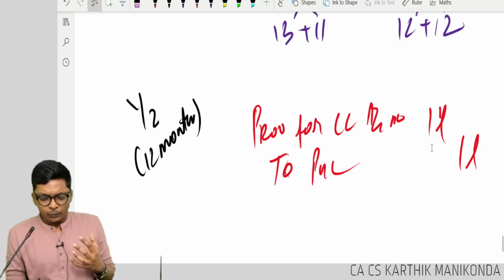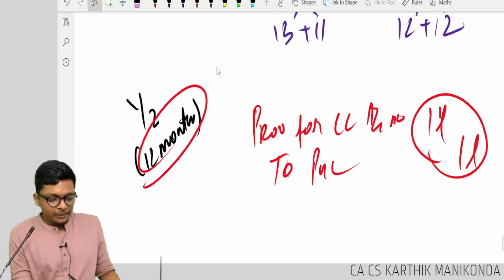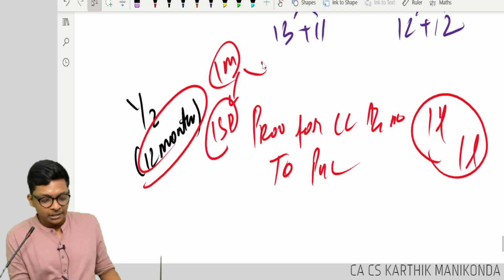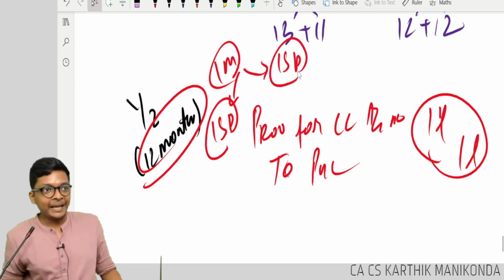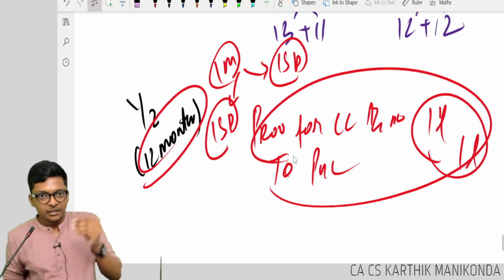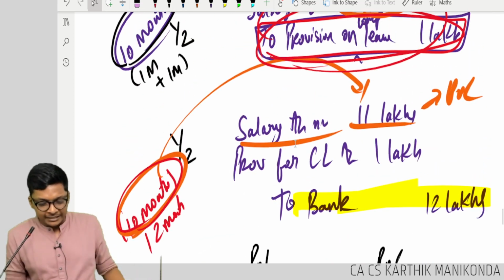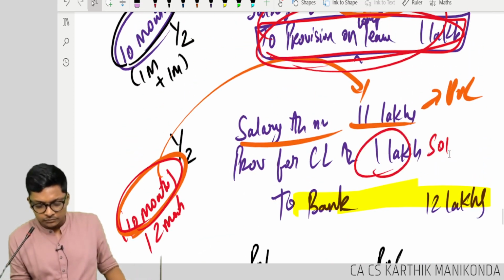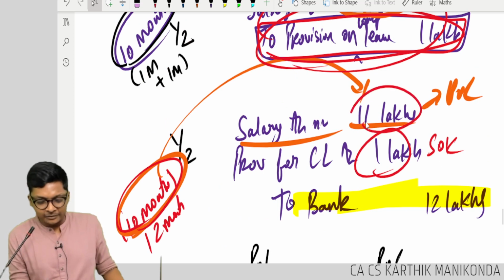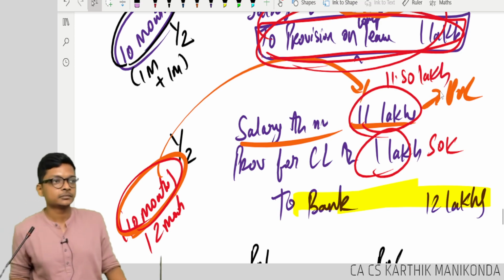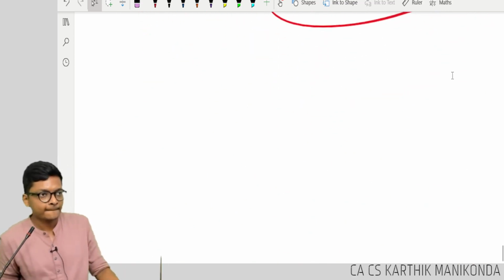Sir, not 1 lakh, sir. In this 1 month which I have, 15 days I used, 15 days I lapsed, 15 half, 50,000 reverse, 50,000 will come here. Are you following, guys? This will become 11.50 lakhs instead of 12. Okay.